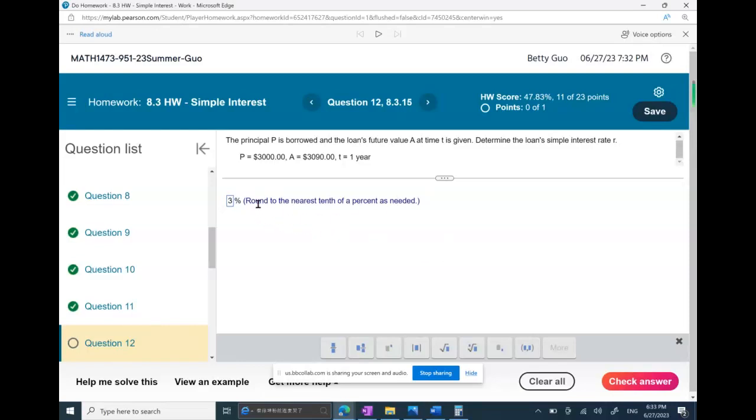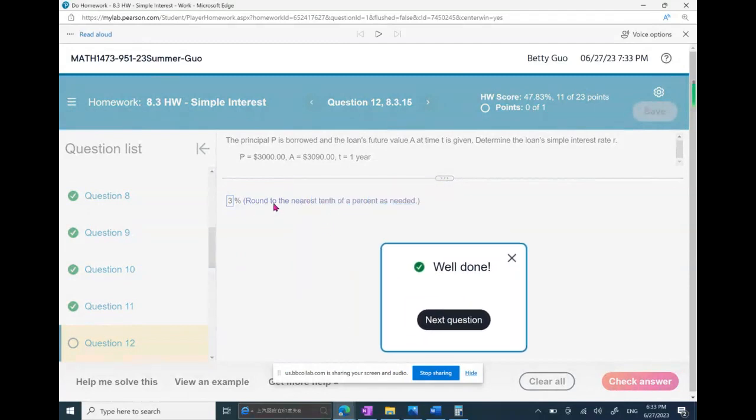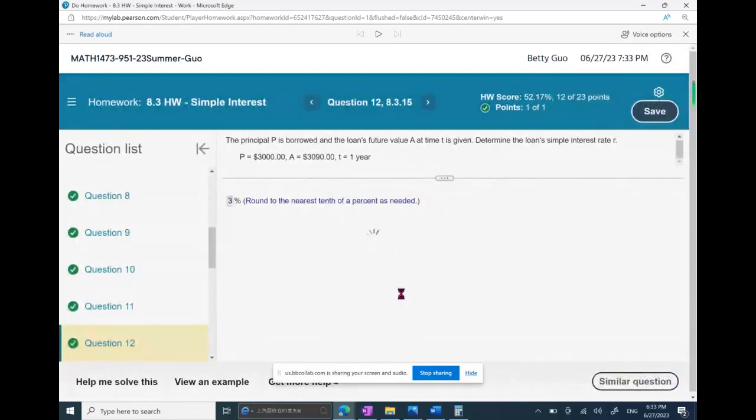And this instruction, round to the nearest tenth of a percent as needed. Since we have a whole number, we can just leave it like that. The reason you have this here is because the system is programmed. When the number is switched, you might get a decimal, and in that case, you need to round following this instruction. But in our case, our value gives us a whole number in front of the percent, 3%. So all we need to do is just enter the 3.